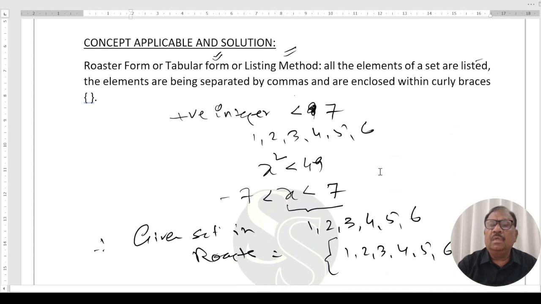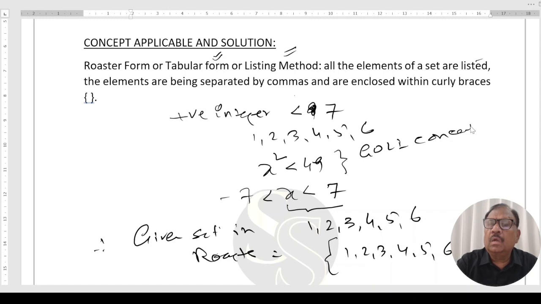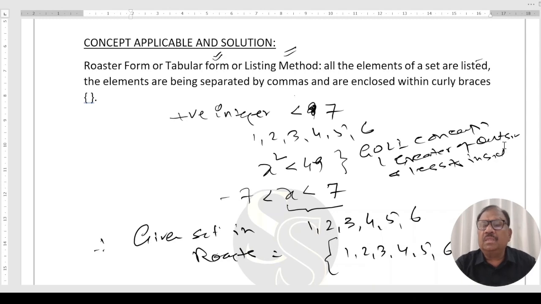How does this come? This is according to the Golgi concept. The Golgi concept is: greater is outside and less is inside. With the less than sign, x will be between minus 7 and 7. If it had been a greater than sign, x would be beyond 7 and minus 7. Now in this case it is in between. Now next question.